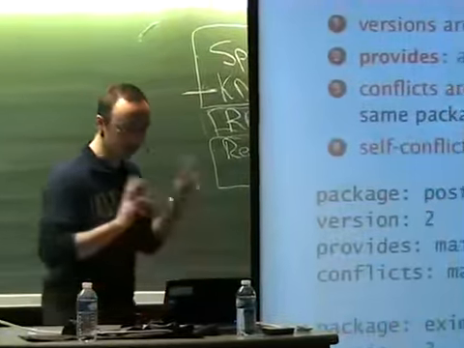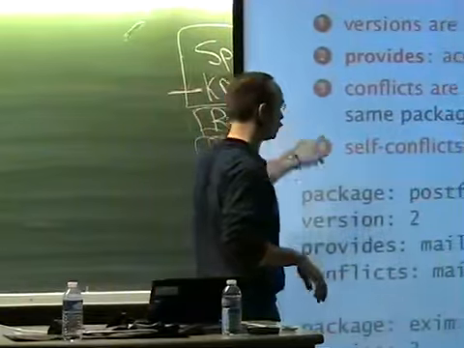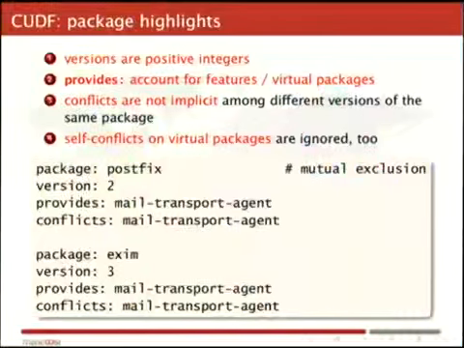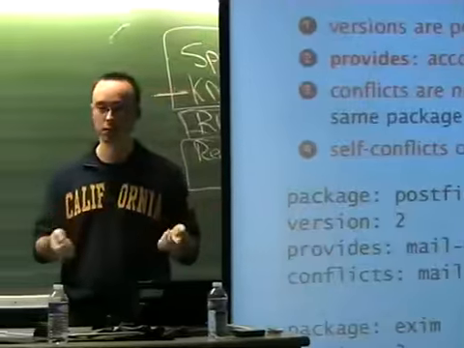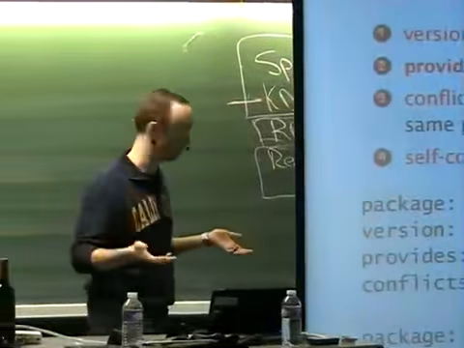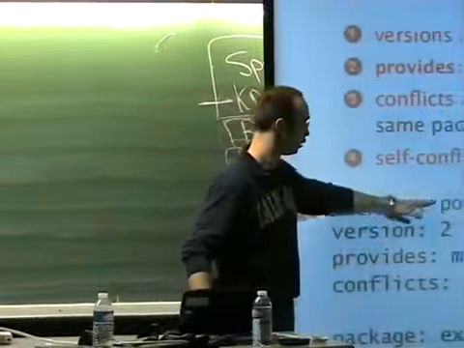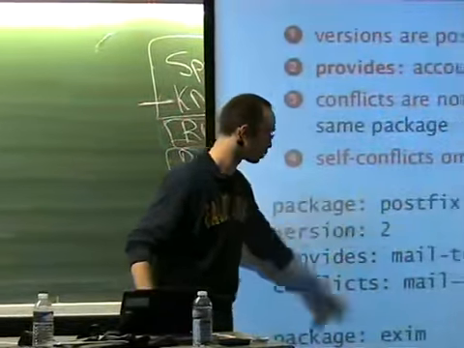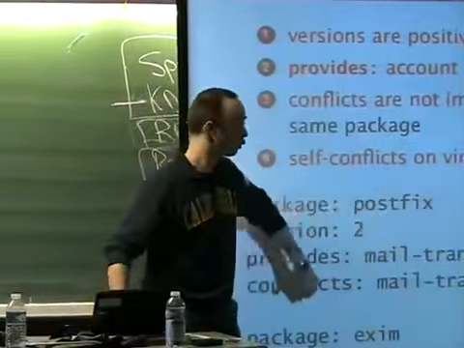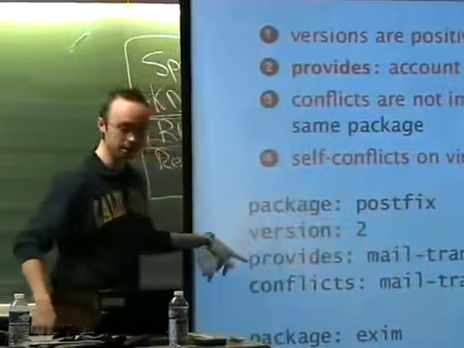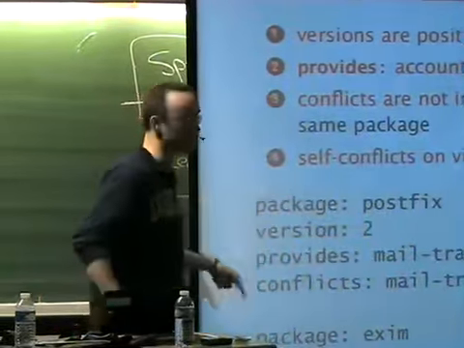And the same kind of trick is used for self-conflicts on virtual packages, which are used in Debian-like machines to have some kind of mutual exclusion between different implementations of the same virtual package. The common example is a mail transport agent, which usually means the package providing user's bin sendmail on your machine. You have different packages offering the feature mail transport agent, like Postfix and Exim, and all of them both provide a specific name and conflict with that specific name. That means that you can install only one of these packages at a time.